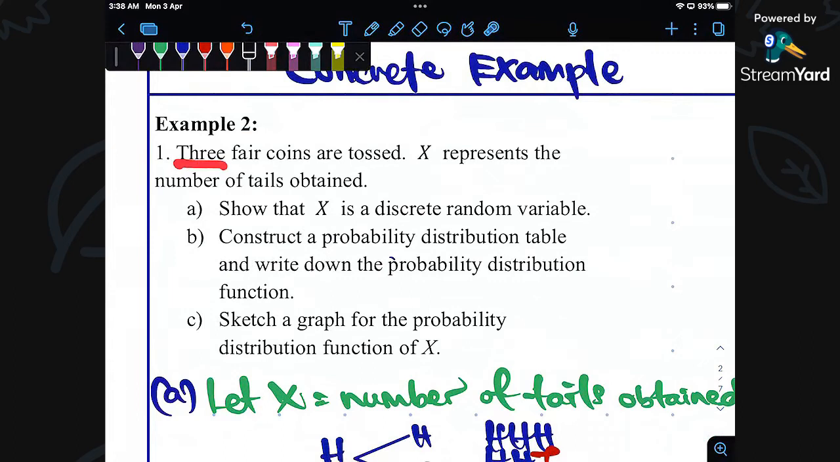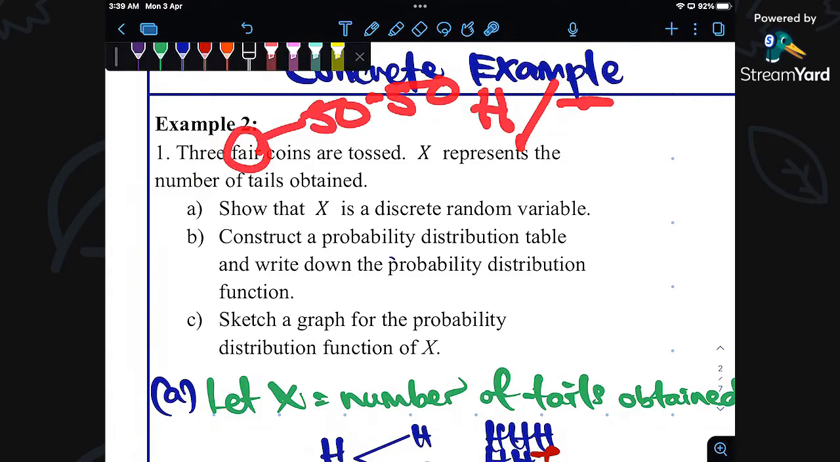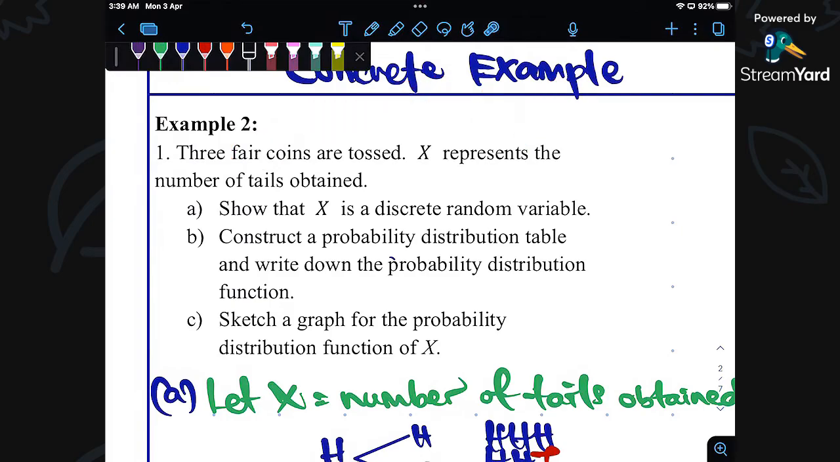3 fair coins. So there are 3 coins basically. The word fair meaning you will get 50% chances of getting head or tail. That is just the meaning of fair. Fair is just 50-50 chances, okay? So there are 3 coins. Just focus at that word. 3 coins are tossed simultaneously.